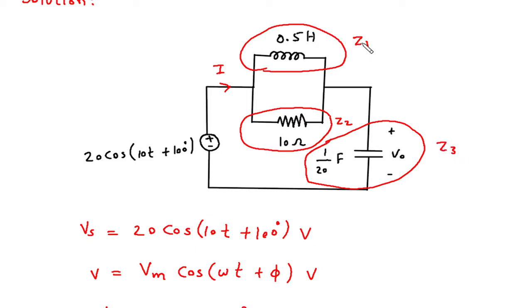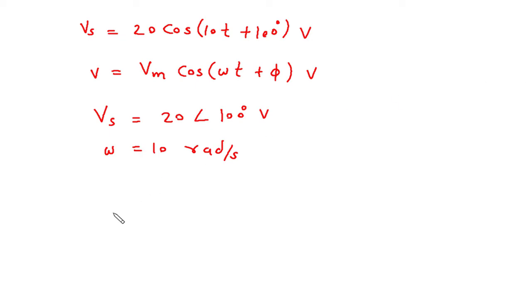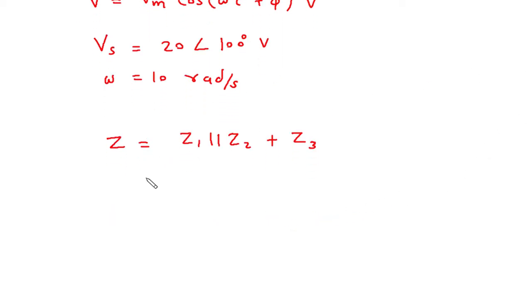Now here we can see Z1 is in parallel with Z2 and both are in series with Z3. So Z is equal to Z1 parallel with Z2, plus they are in series with Z3. So Z = Z1 Z2 divided by (Z1 + Z2), plus Z3.